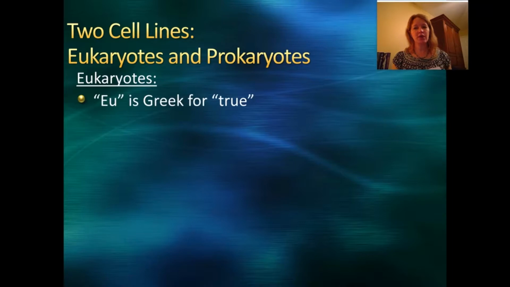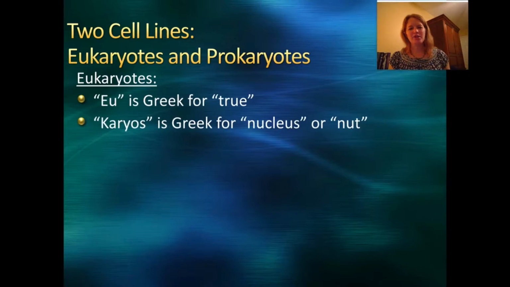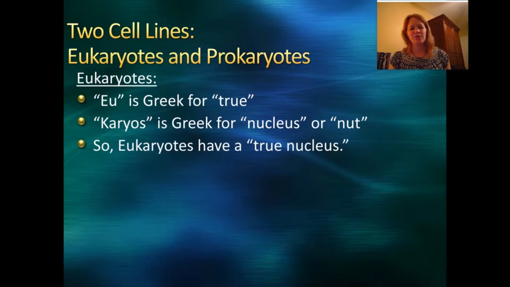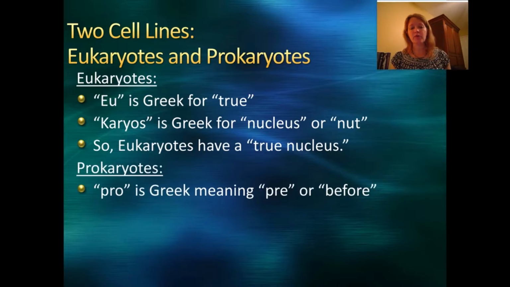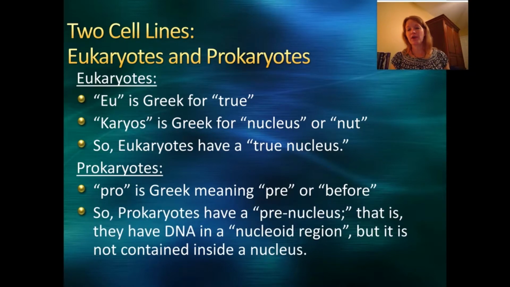So let's look at eukaryotes for a moment. Eu is Greek for true. Karyos is Greek for nucleus or nut. So eukaryotes have a true nucleus. The DNA is within a membrane-bound region within the cell. On the other hand, prokaryotes, pro is Greek meaning pre or before. So prokaryotes have a pre-nucleus. That is, they have DNA in a nucleoid region, but it is not contained inside a nucleus.